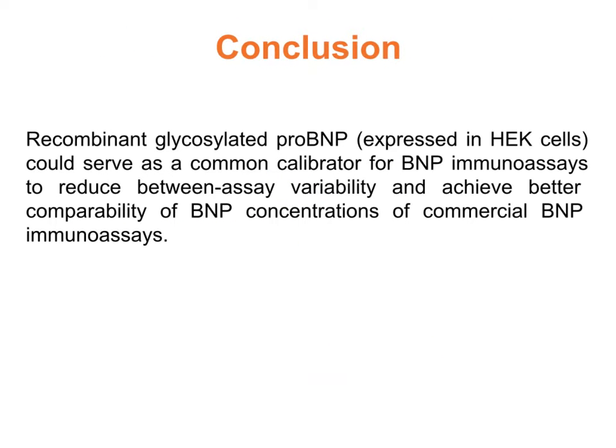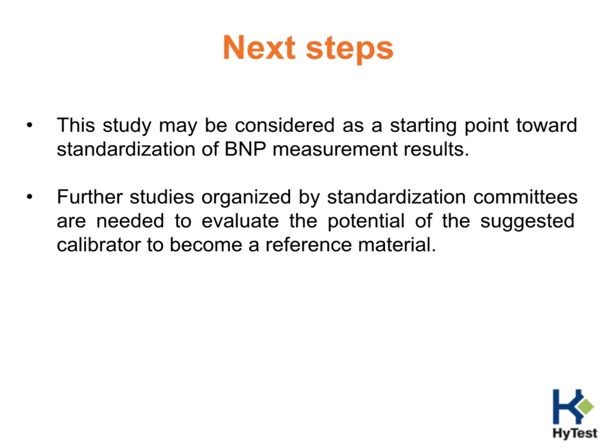The results of the present study show that recombinant glycosylated proBNP expressed in HEK cells could serve as a common calibrator for BNP immunoassays to reduce between-assay variability and achieve better comparability of BNP concentrations obtained by different commercial BNP immunoassays. This study may be considered as a starting point toward standardization of BNP measurement results.